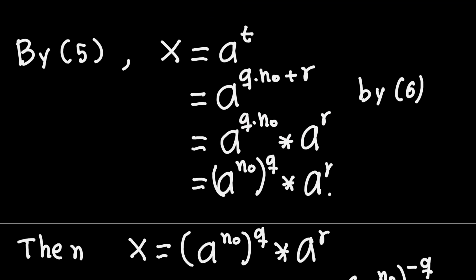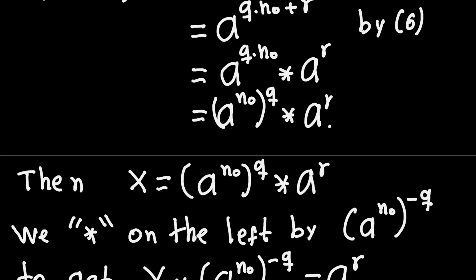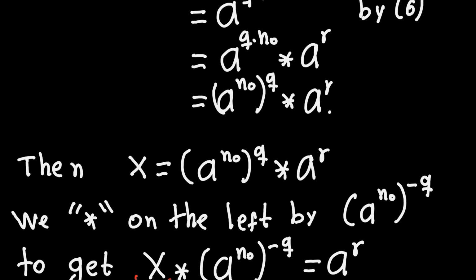Now, you can also apply the law of exponents here. So A to the Q times n naught is the same as A to the n naught to the Q star A to the R. So what this sequence of equalities means is that X, this element, is equal to this expression that is here. And that's what I have over here. X is equal to A to the n naught to the Q star A to the R.